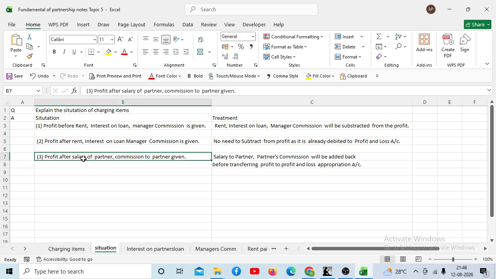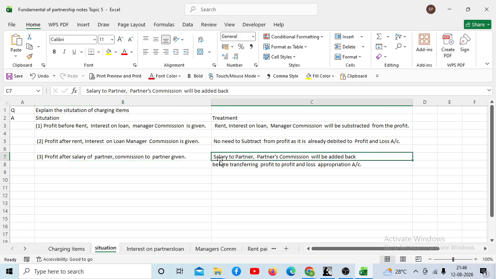Now profit after salary of partner or commission to partner is given. So salary to partner and partner's commission will be added back before transferring profit to profit and loss appropriation account. Okay.